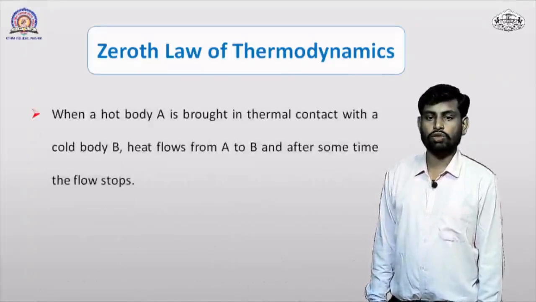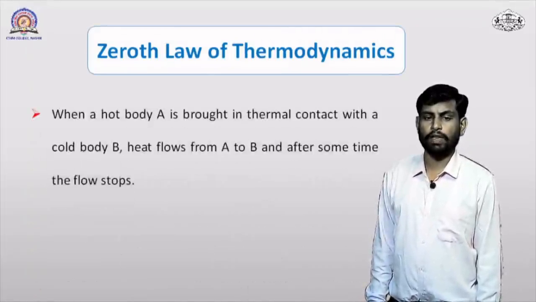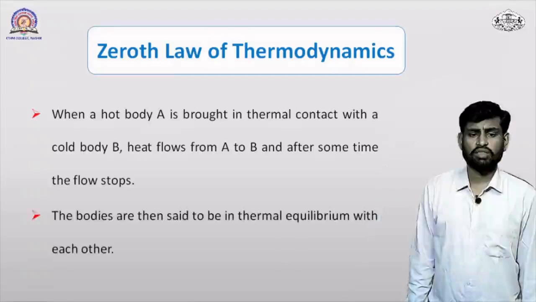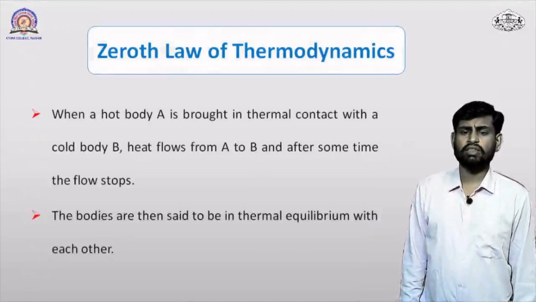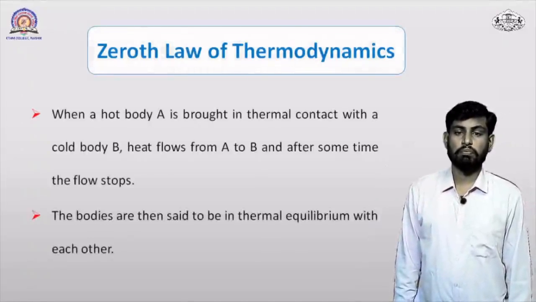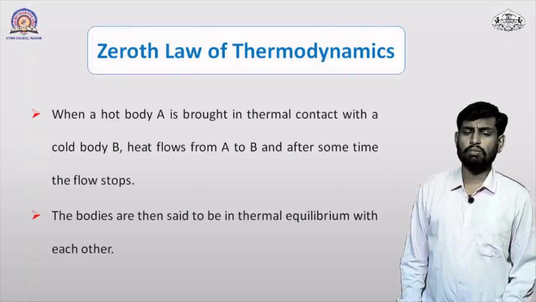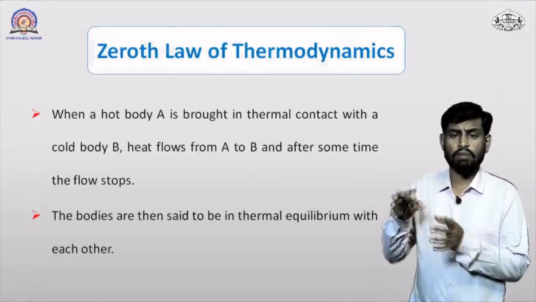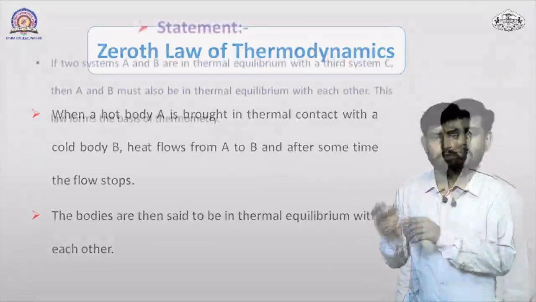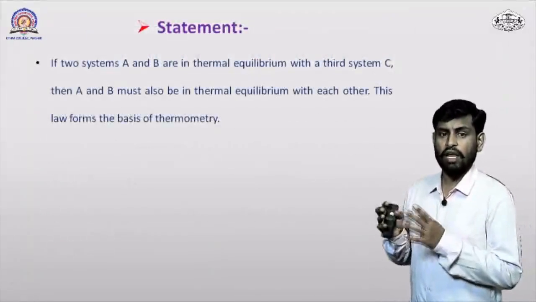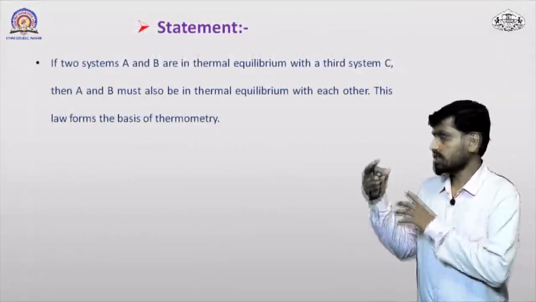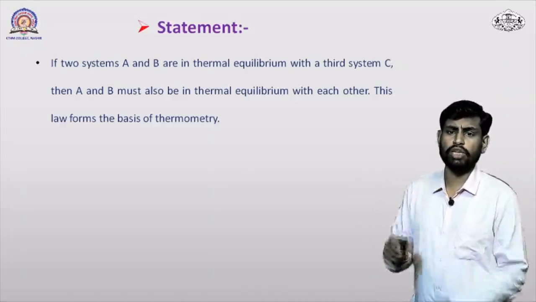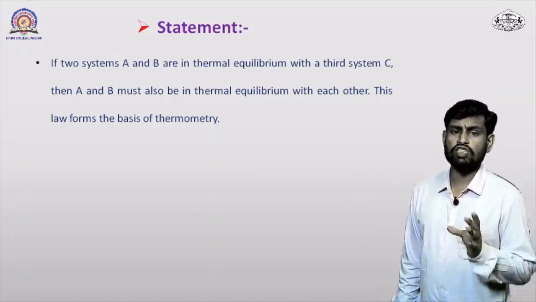When hot body A is put in thermal contact with cold body B, heat flows from A to B and after some time the flow stops. The bodies are then said to be in thermal equilibrium with each other, A and B. If two systems A and B are in thermal equilibrium with system C, then A and B must also be in thermal equilibrium with each other. This law forms the basis of thermometry.